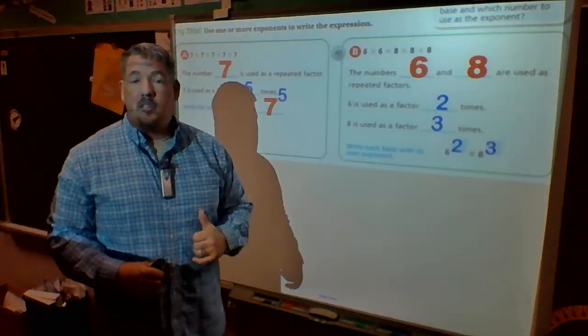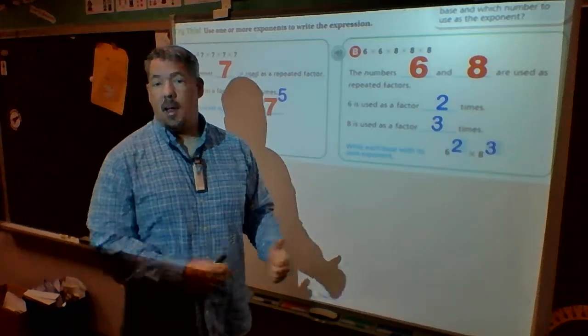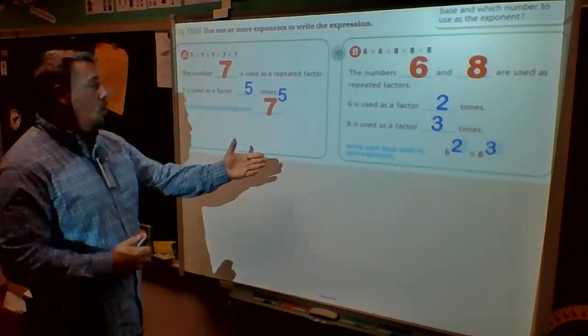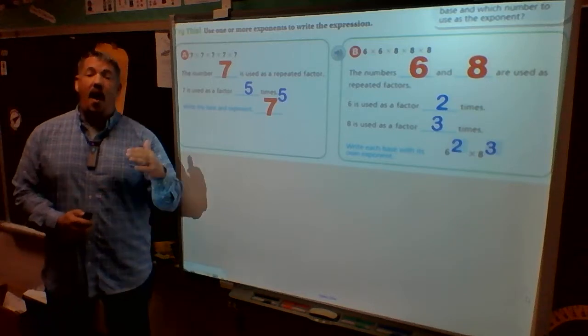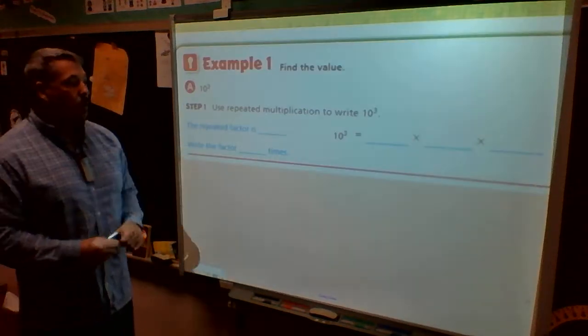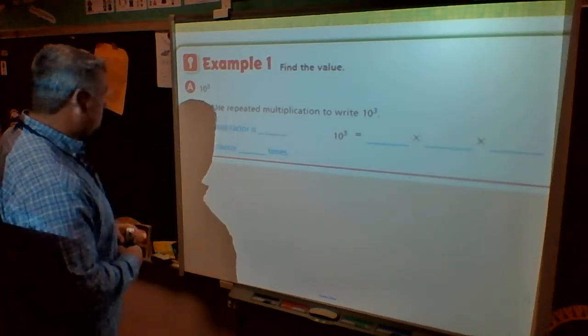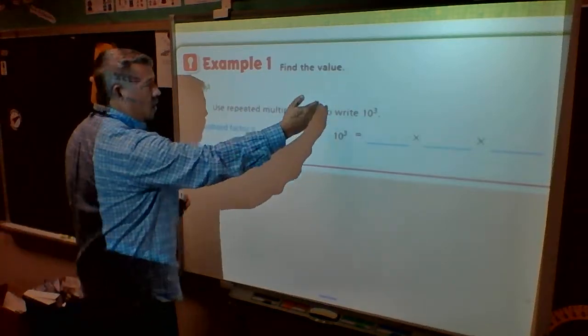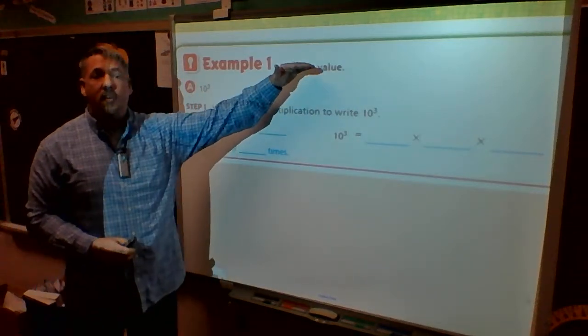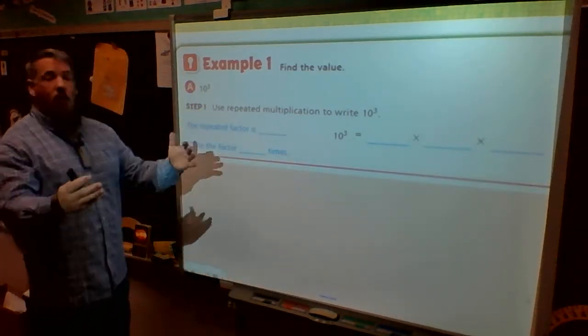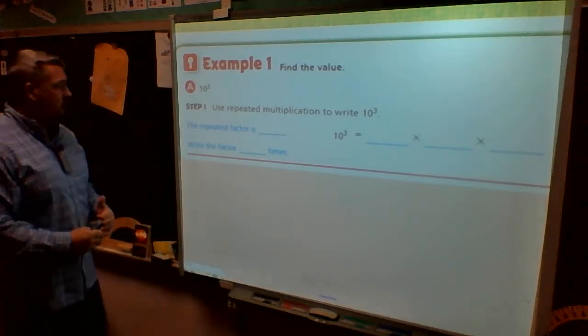Once again, I haven't been asked to solve for them. It doesn't ask what the answer is or what the value is equal to. So all I'm looking for right now is figuring out how to write the exponents and the expressions that they create. Now on example 1, it says to find the value. So I'm going to have to do everything that it's requiring me to do.